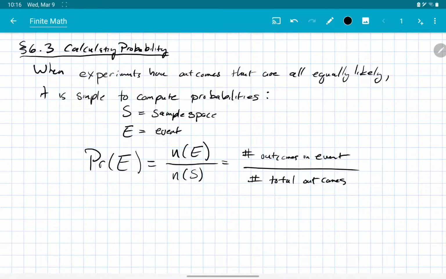Okay? Let me give an example of when you would use this principle and when you would not use this principle. An example of when we would use it is you would calculate the probability of rolling an even number on a six-sided die.